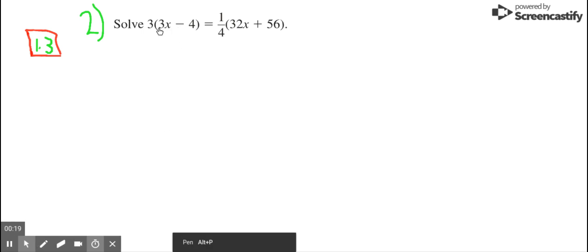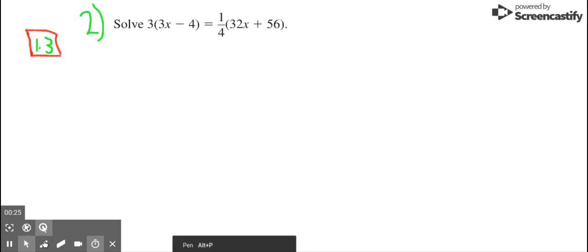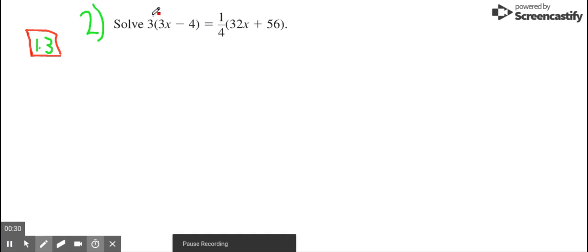What we do need to do this time is to simplify each side, the first part of which would be to use the distributive property here. So, when we look at the left side, since 3 is in front, we have to multiply 3 times 3x and 3 times minus 4. So it'll give us 9x minus 12.